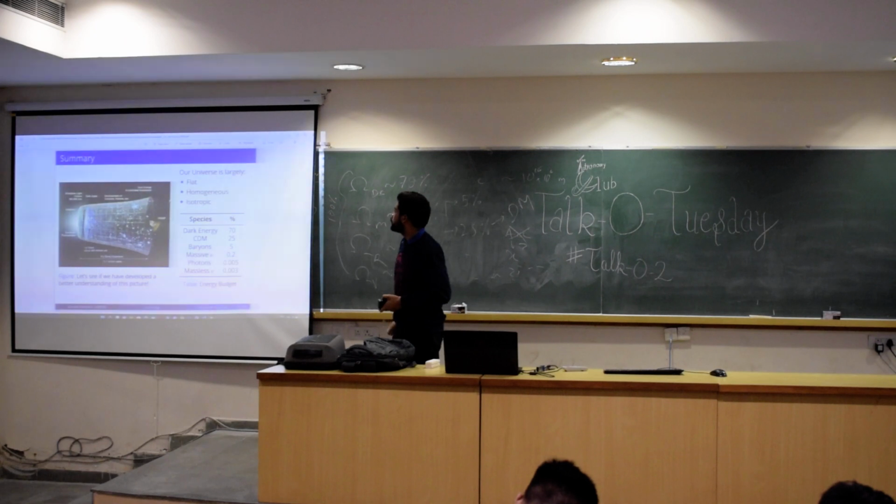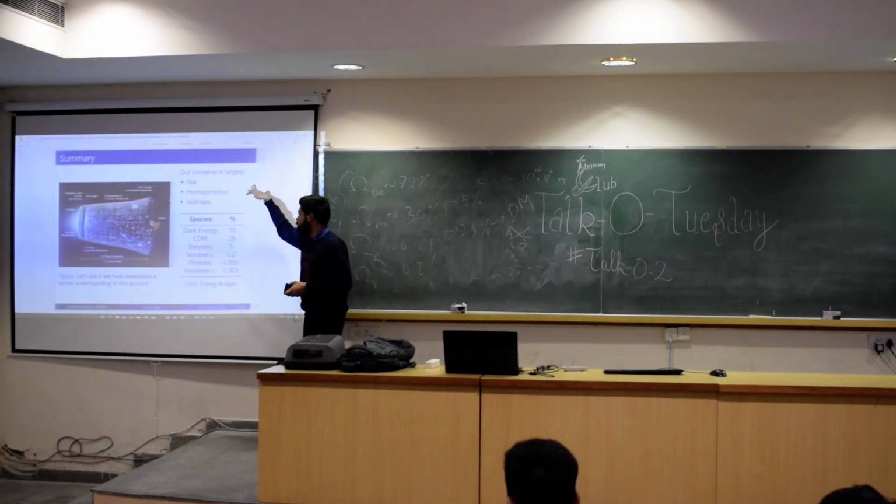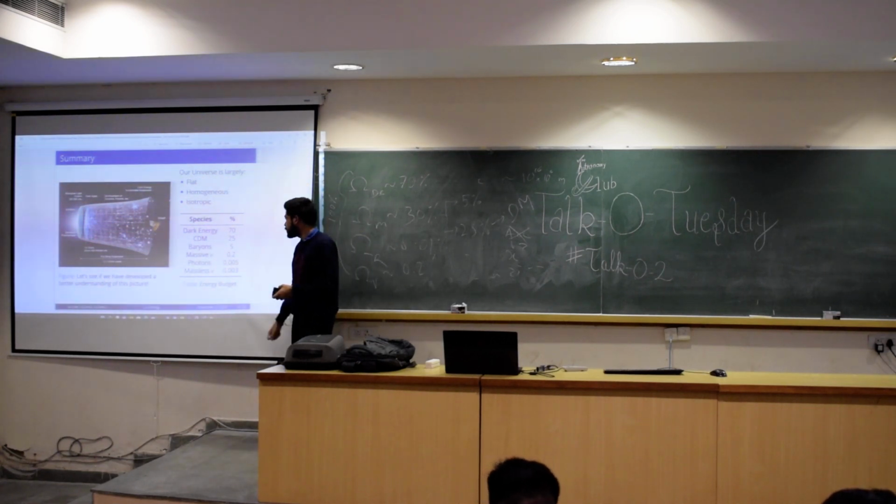And the final summary of the lecture: the universe on a large scale is flat, homogeneous, and isotropic, but not at small scales. At small scales, of course, we know there are galaxies that have fluctuations.